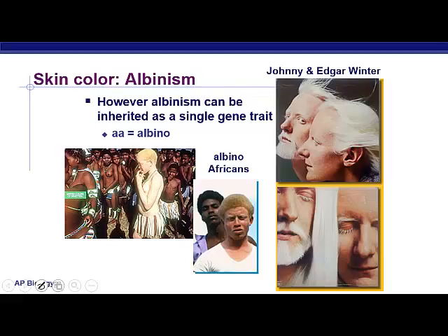All right. Albinism is a mutation that causes lack of skin pigment. So no matter what your genes say your skin color is supposed to be, if you are albino, you have a recessive trait that says don't express any pigment.